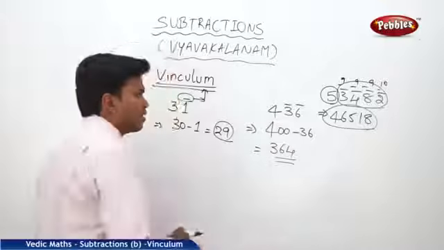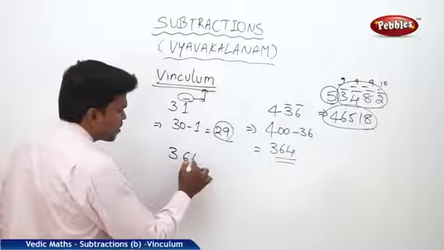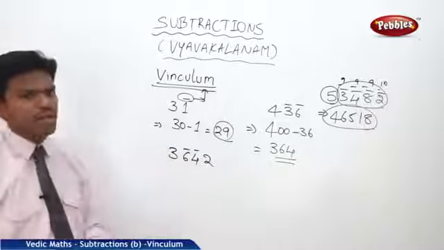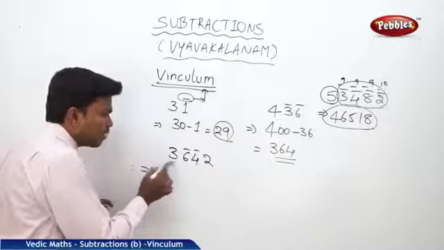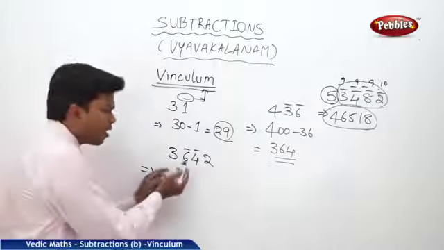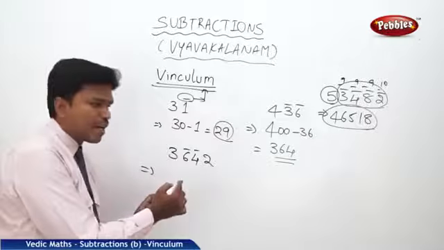Anyhow, one more example. Suppose a number is like this, 3 6 bar 4 bar 2. I want to convert this number into the normal way, right? Just now I said what? The number before the bar should be reduced by 1. So here, what is the number before the bar? 3. So 3 is reduced by 1. How much will it become?